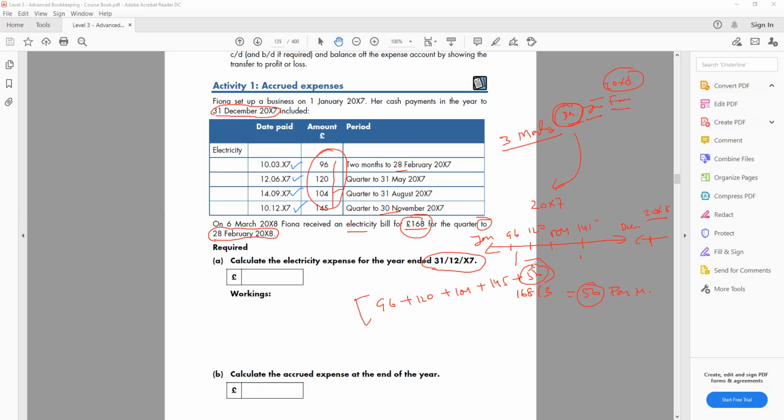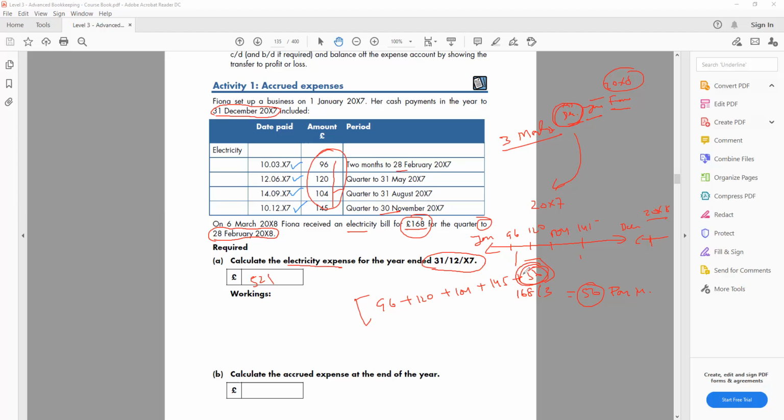96 plus 120 plus 104 plus 145 plus 56. That gives you 521. So 521 is basically the electricity expense. So the accrued expense here is 56.